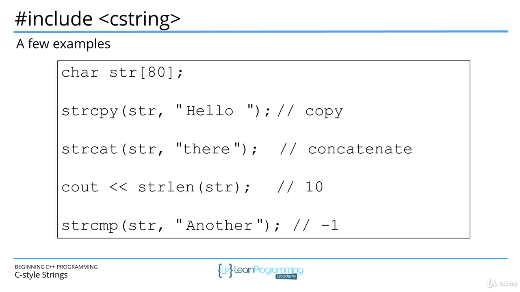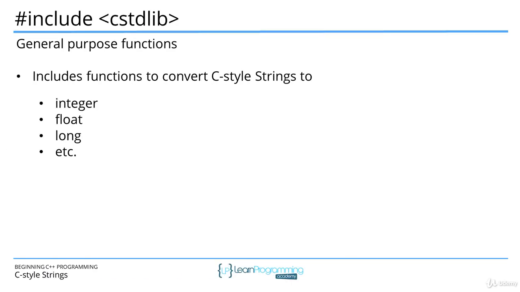If you want to know the length of the string, pass in the string to the strlen function and it returns the string's length. Here are just a few examples that copy, concatenate, and compare strings. C++ also has another library called cstdlib that contains functions that convert strings to other types. For example, if I have a string with the digits 1 and 2, I can convert that to the integer 12. Sometimes these are real useful functions.